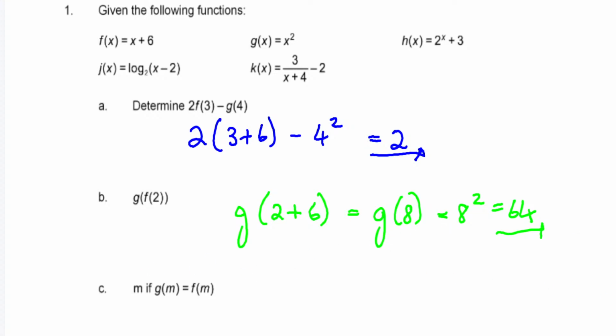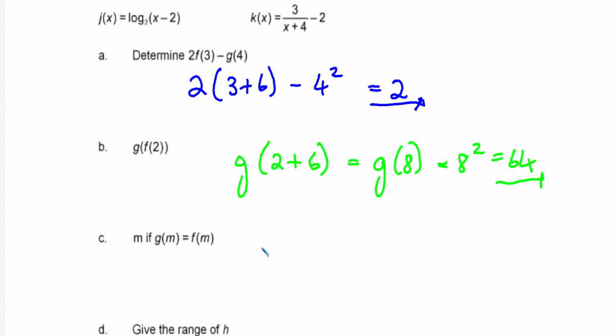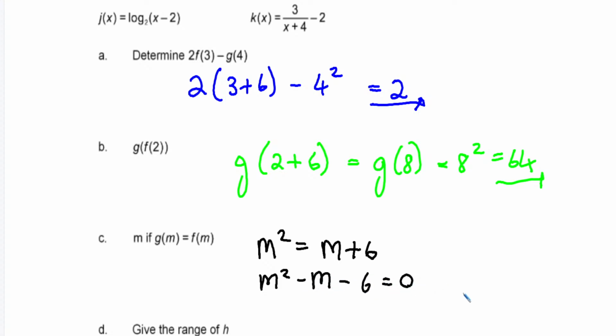The next one says, what must m be if f of m is equal to g of m? Right, or g of m is equal to f of m. g of m is actually m squared. f of m is m plus 6. All right, all I've done is I've replaced the x's with m's, and now I'm just solving this little quadratic equation. Okay, and because I've spent quite a lot of time up front on all the function stuff, I'm actually just going to shortcut some things here. This is going to be m equals 3 or negative 2.